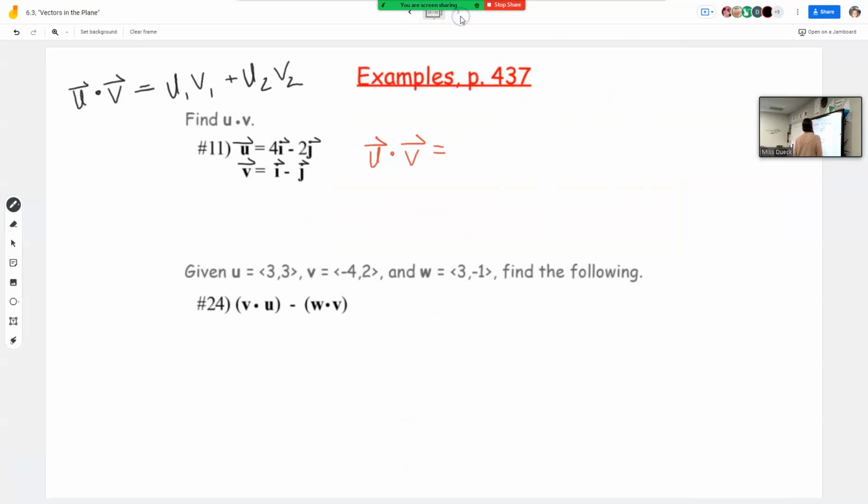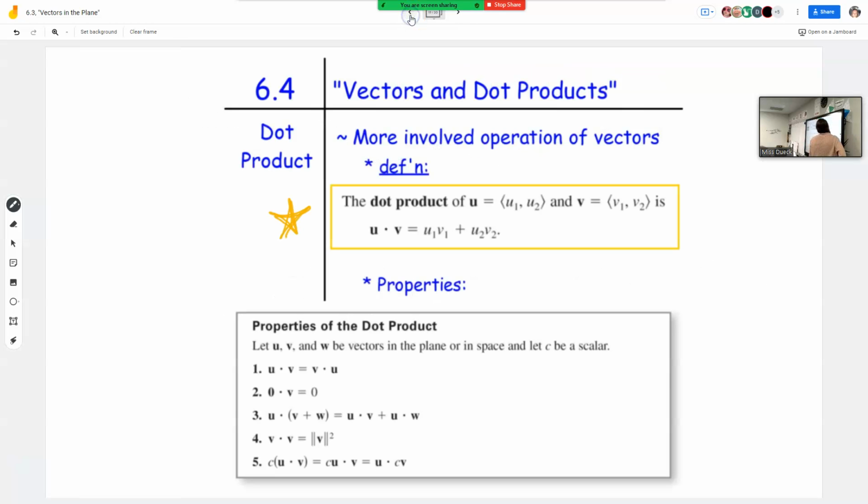Struggle bus. So, wait a minute. Did you put your vector arrows in your formula for your dot product? Yes. Did you put your vector arrow for U and V? Yes. Better question, are you doing it now? Yeah. Aha! Thank you.